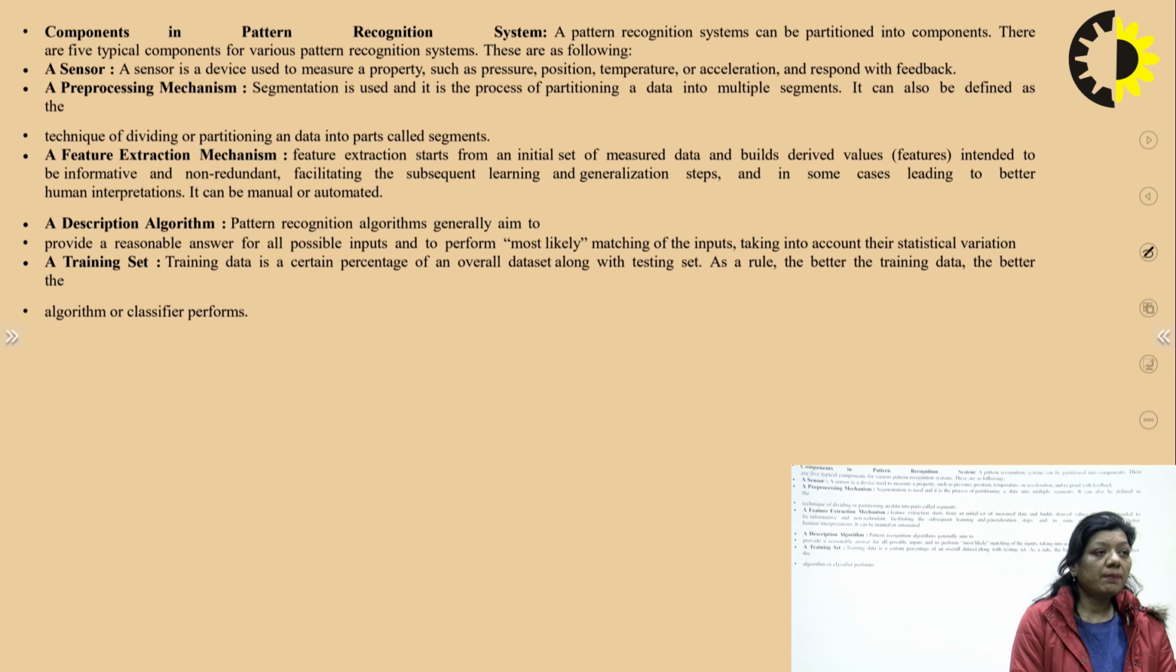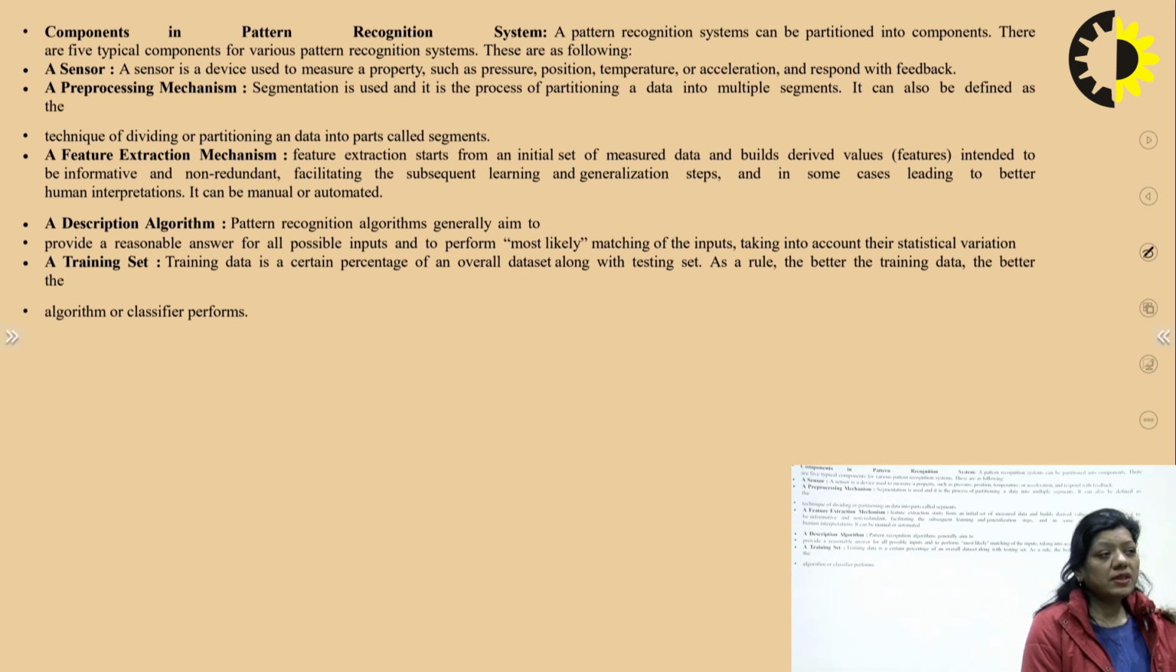Components in a pattern recognition system. A pattern recognition system can be partitioned into components. There are basically five typical components for various pattern recognition systems. These are the following: first is the sensor, second is the pre-processing mechanism, third is the feature extraction mechanism, fourth is the description algorithm, and fifth is the training set. Now we will understand what these components are.